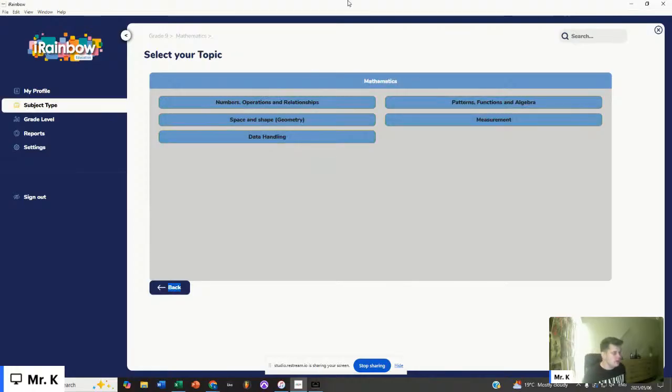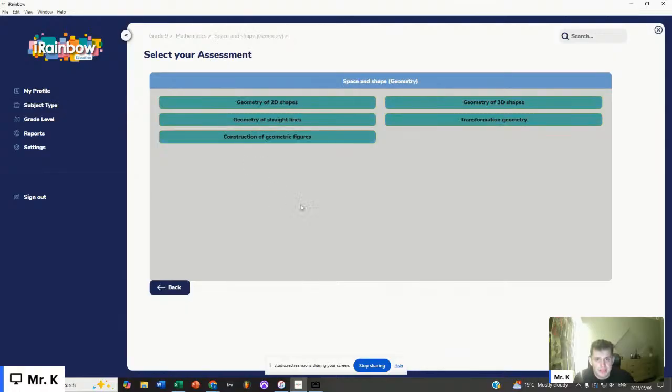Right. So grade nines, when you open iRainbow, first things first, please make sure that it is updated, that you have access to all of the latest videos, quizzes, and general functionality updates. But as soon as you open it, you will select mathematics, and we're going to go into the topic of space and shape, which is the second topic in the left-hand column.